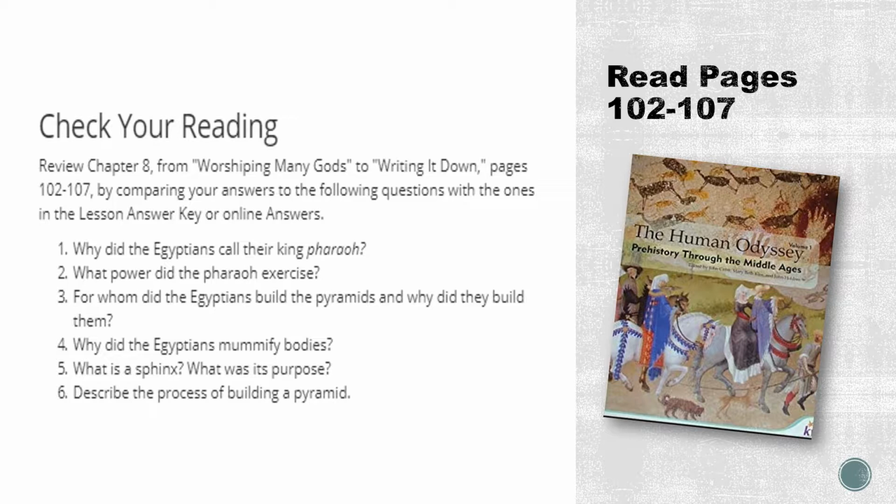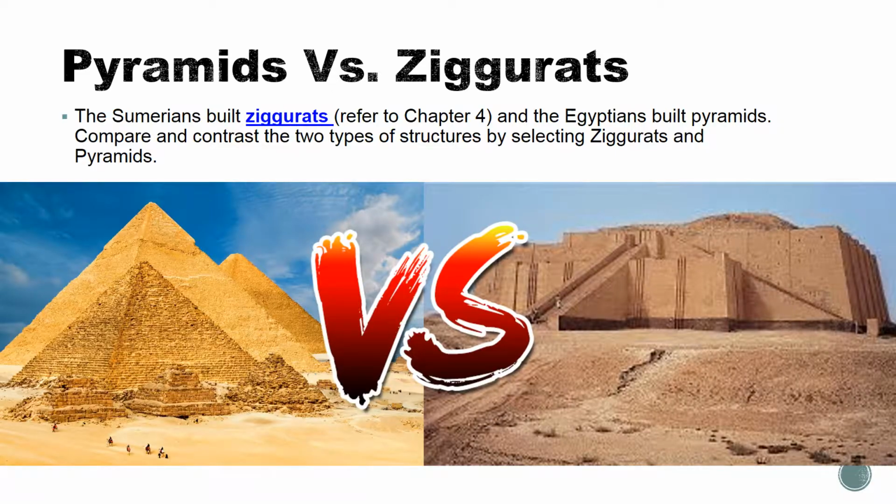For whom did the Egyptians build the pyramids and why did they build them? Why did the Egyptians mummify bodies? What is a sphinx and what was its purpose? And describe the process of building the pyramids. Now let's talk about pyramids versus ziggurats.